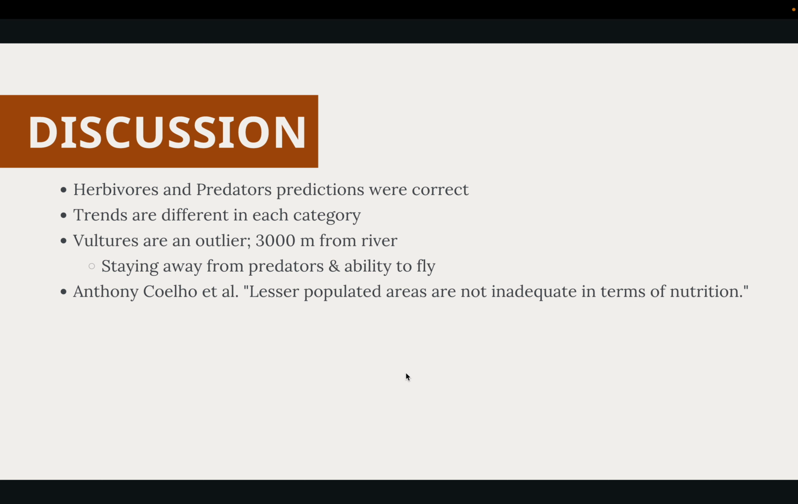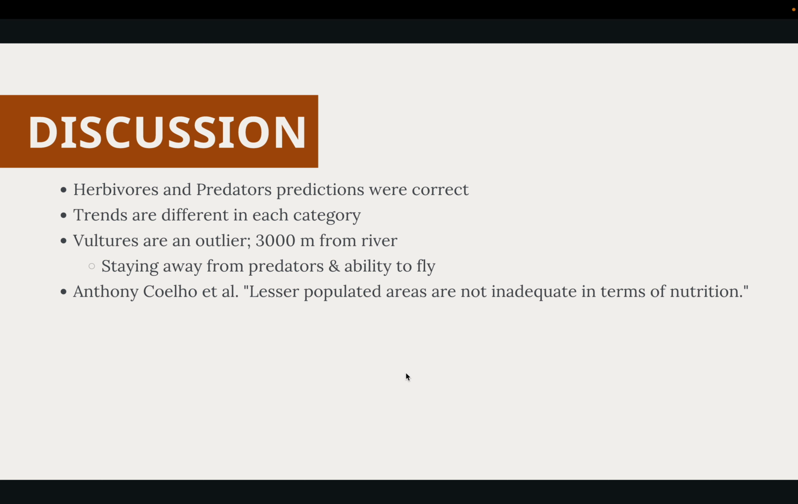Then, the vultures had their peak at 3,000 meters away from the river. This can be explained by the same reasoning as the hyena. Or because the vulture is able to fly and therefore it does not need to stay in an area that is potentially dangerous. Also, researcher Anthony Coelho et al. states that just because the population in a specific area is less dense, the nutritional value there is not necessarily lower, which can explain this discrepancy in the data and the predictions.